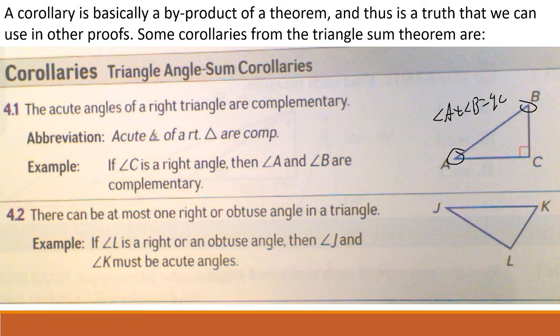And then the second one, we actually already talked about this, but you can't have more than one right or obtuse angle in a triangle. So if you have a triangle, there can't be more than one right or obtuse angle. Otherwise, once again, you have too big of an angle, you don't make a triangle anymore because you break the 180 rule, and it all falls apart.